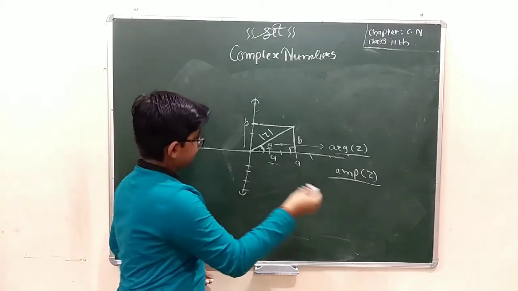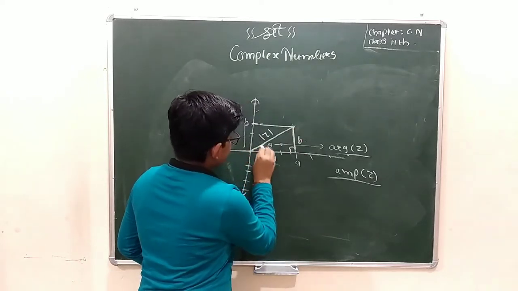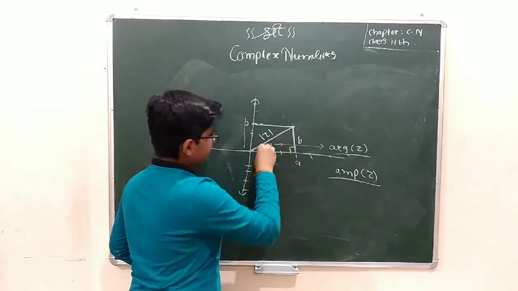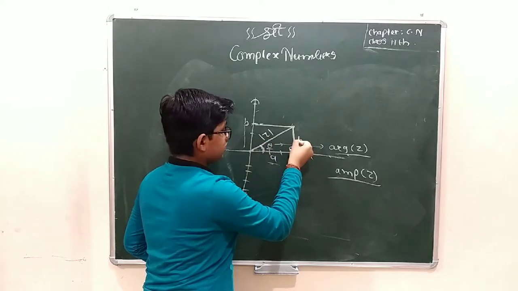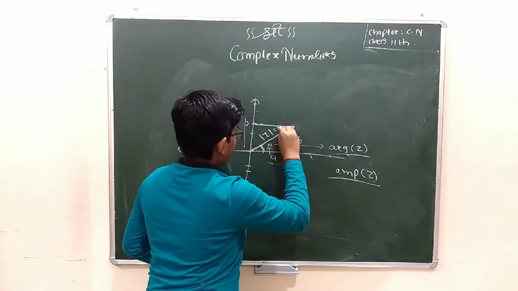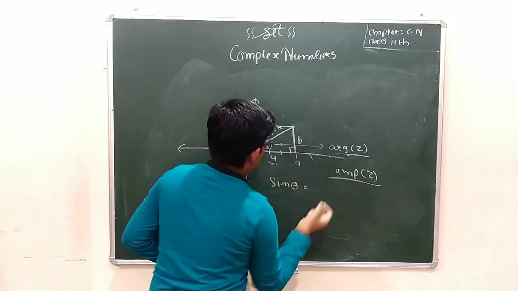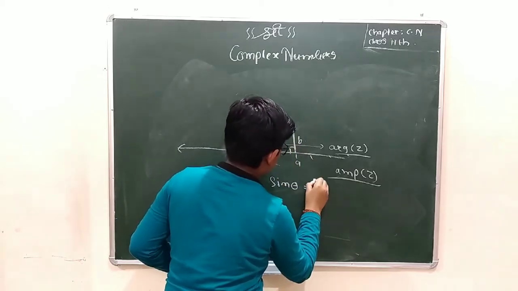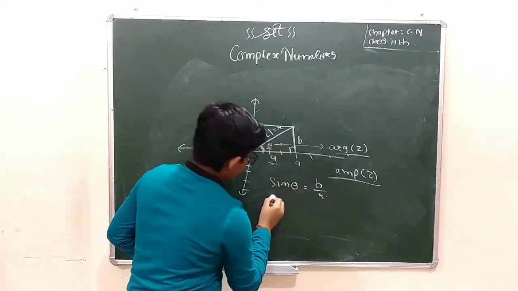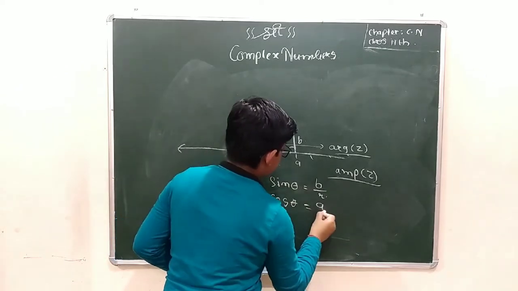So now if we use trigonometry, then this angle is theta. So what is sine theta? Sine theta is opposite by hypotenuse. Opposite to angle theta is b, and the hypotenuse is mod z. So let mod z be equal to r. So we will get sine theta as b by r. And cos theta will be adjacent by hypotenuse, which will be equal to a by r.